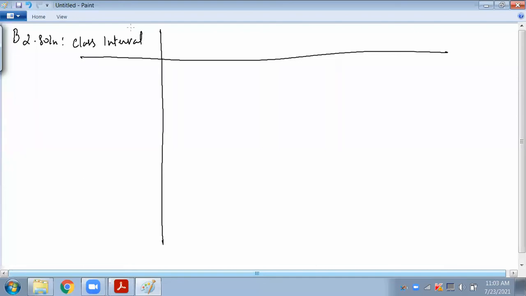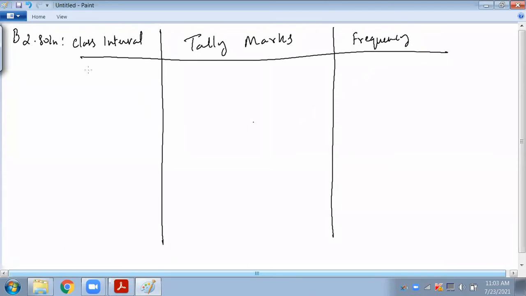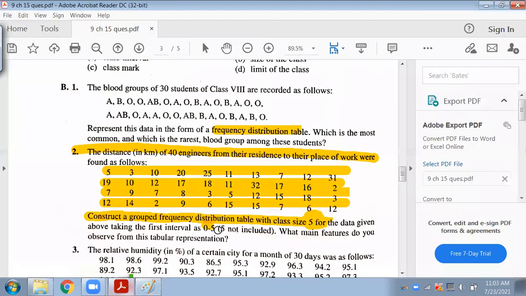Class interval. Then tally. Then the third column will be frequency. Okay, for the class interval, you're asked to take the first class as 0 to 5. The first class interval, you're asked to take 0 to 5, and 5 is not included.